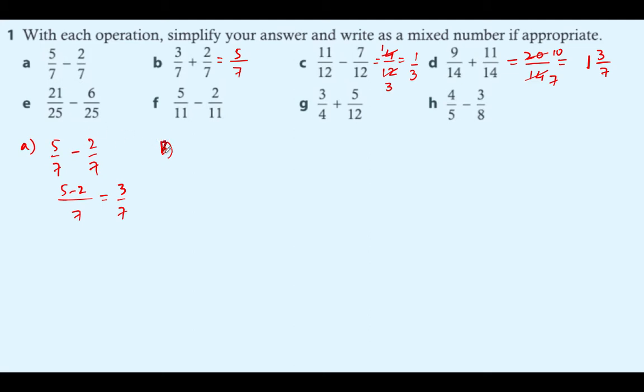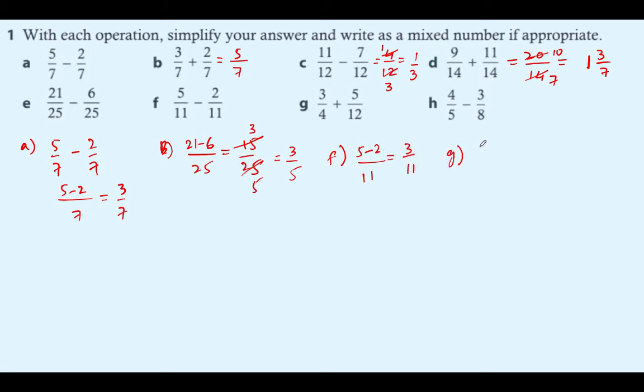Part E, since the denominator is the same, we will just subtract the numerators. 21 minus 6 is 15 out of 25. Now 5 3s are 15 and 5 5s are 25, so 3 over 5 is the answer. For part F, denominators are 11, so 5 minus 2 is 3, so it's 3 over 11.